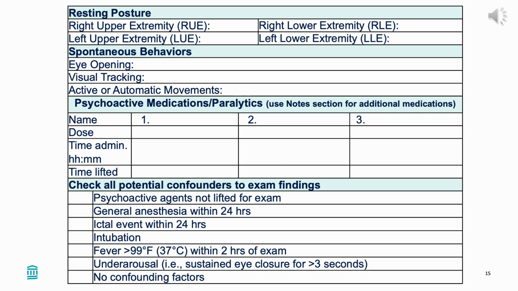Before initiating the CRS-R-FAST, the examiner should document key observations on the record form, including the patient's resting posture and any spontaneous behaviors. This section should also include any psychoactive medications or paralytics the patient is receiving at the time of the assessment. Additionally, the examiner must identify and note any potential confounding factors or conditions that could alter, mask, or mimic the patient's true level of consciousness. Failure to account for these variables may lead to misinterpretation of the patient's neurological status.